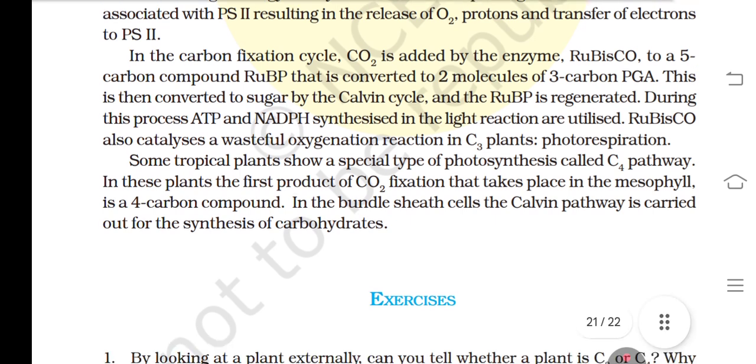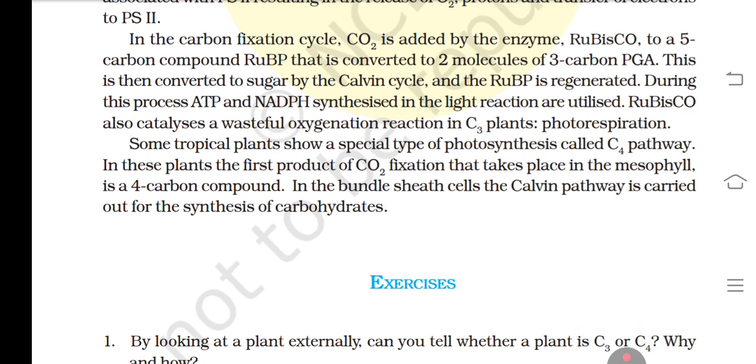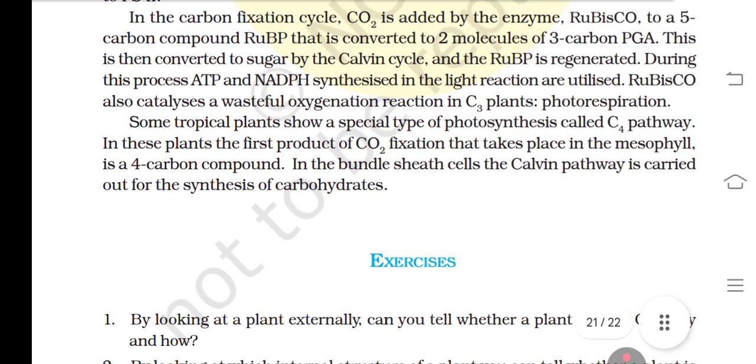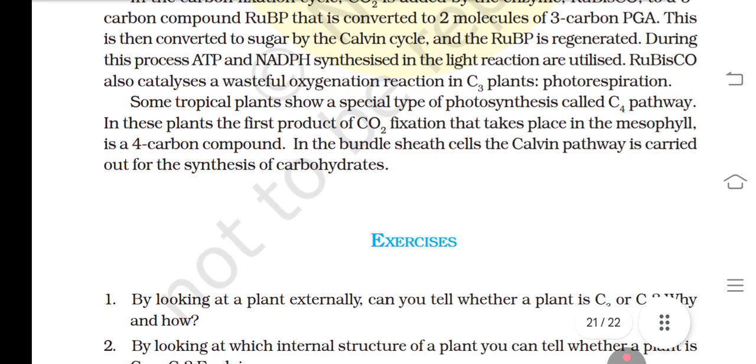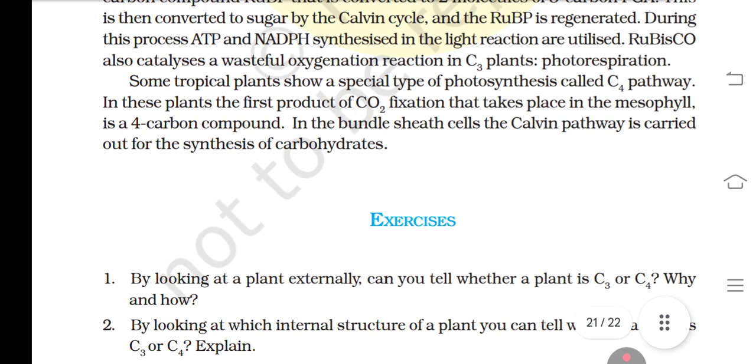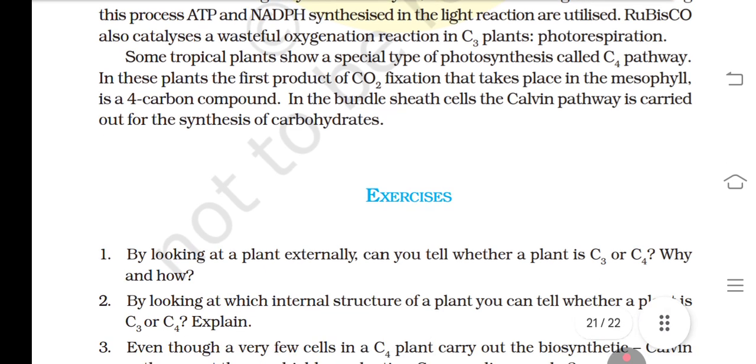In the carbon fixation cycle, carbon dioxide is added by the enzyme RuBisCO to the 5 carbon compound RuBP, which is converted to molecules of the 3 carbon compound PGA. This is then converted to sugar by the Calvin cycle, and RuBP is regenerated during this process. ATP and NADPH synthesized in the light reaction are utilized. RuBisCO also catalyzes a wasteful oxygenation reaction in C3 plants, called photorespiration.